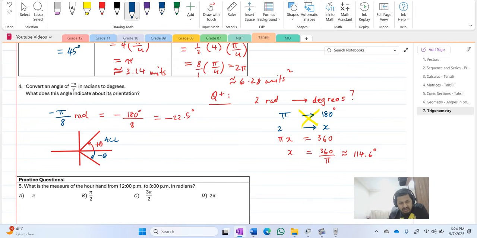What does this angle indicate about its orientation? Orientation basically means the direction. So you can say the orientation of the negative angle indicates a clockwise direction. The orientation of the angle is clockwise. Okay, I hope you guys are understanding. Right, moving on to the next question.